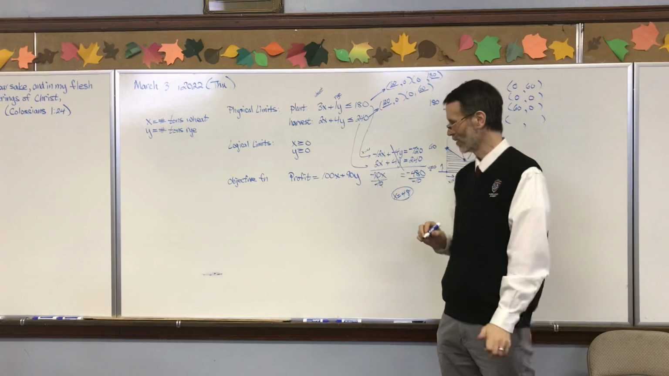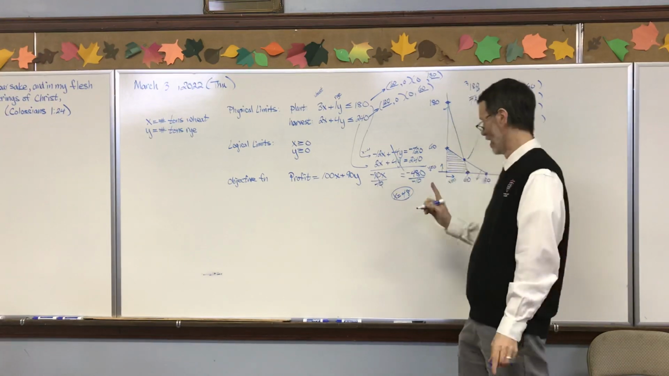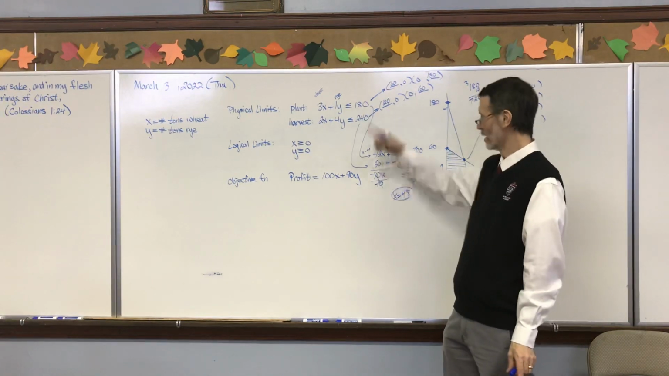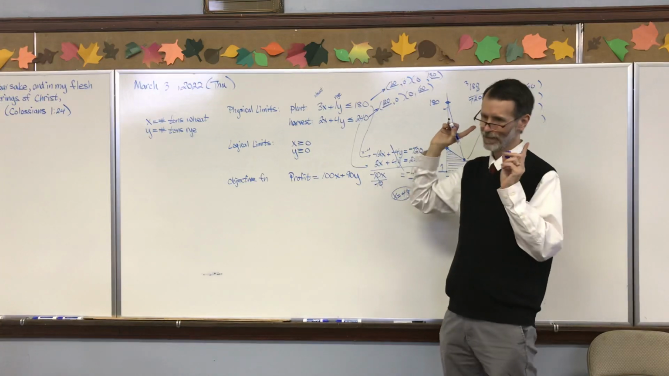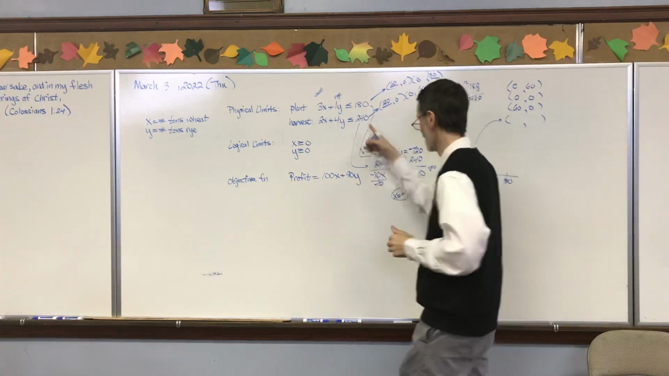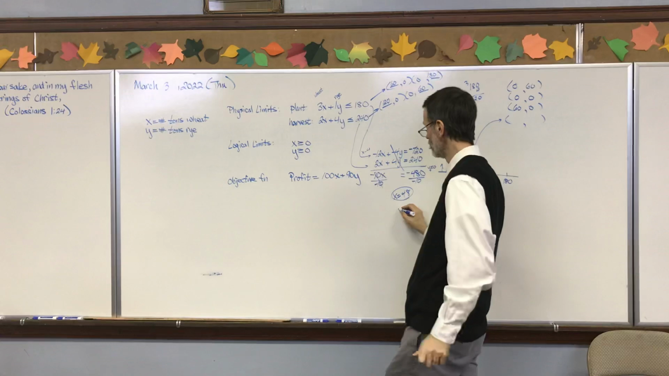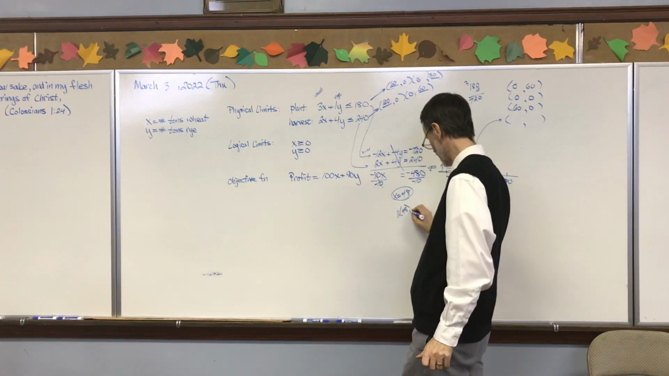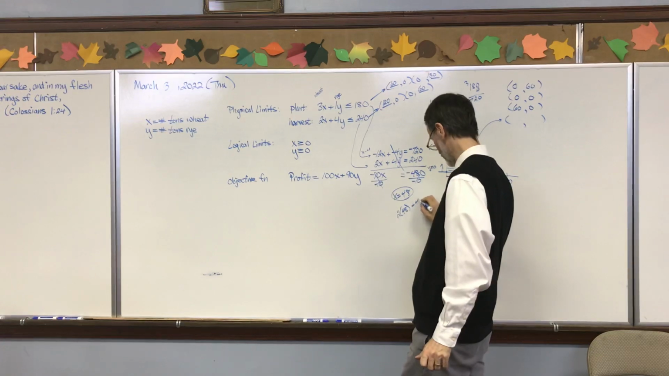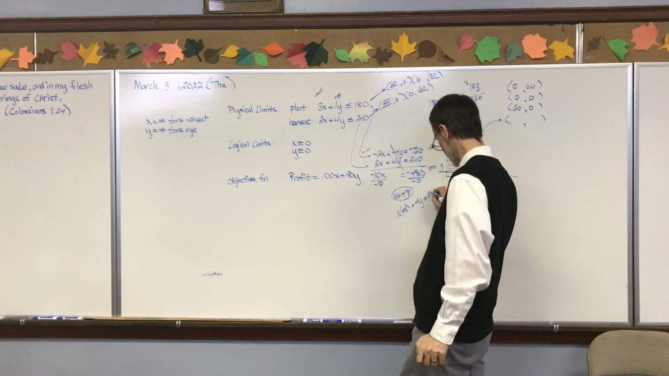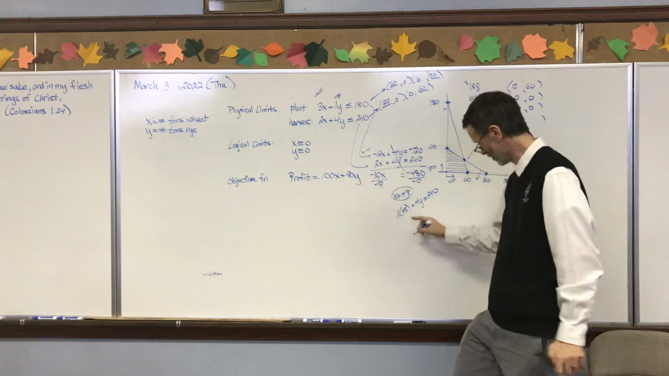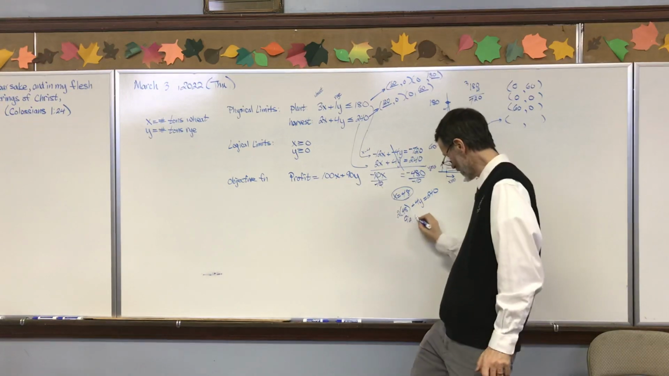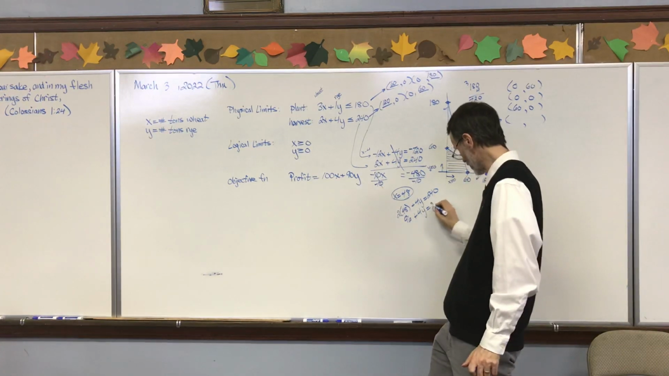Isaiah, take over. What do we do next? Plug that in to either of the problems, in order to get y. Let's try the second one. So 2 times 48 plus 4 times y equals 240. What's 48 times 2? 96. 96 plus 4y equals 240.